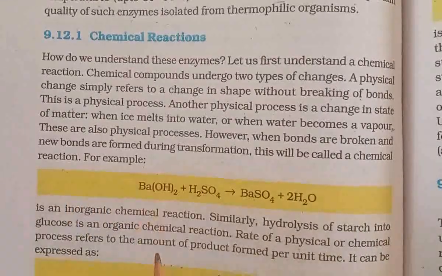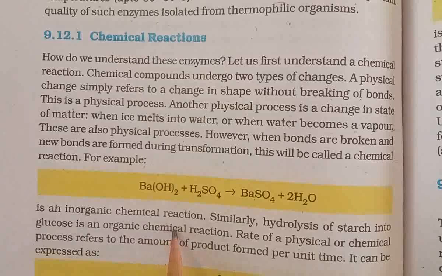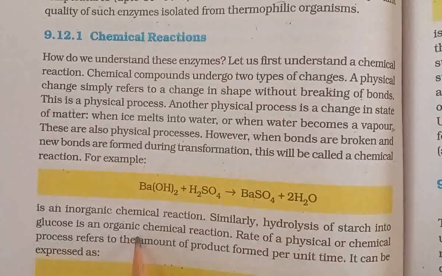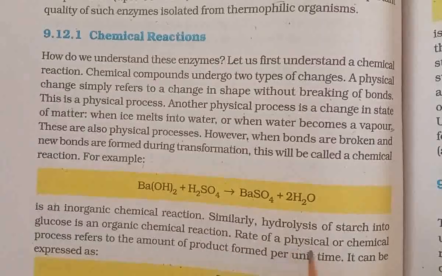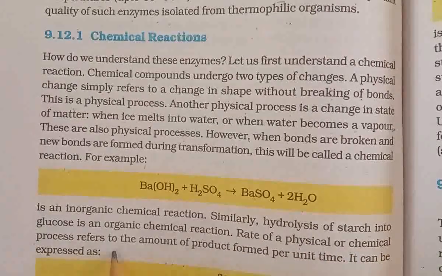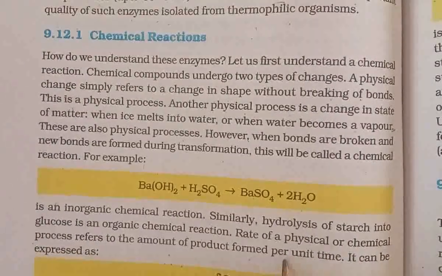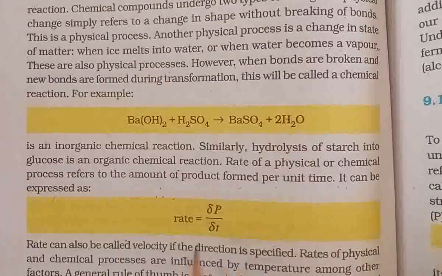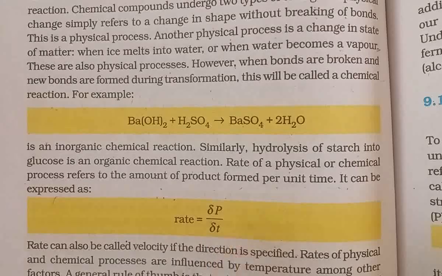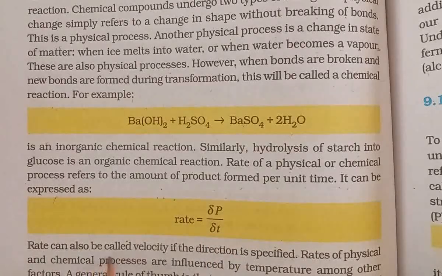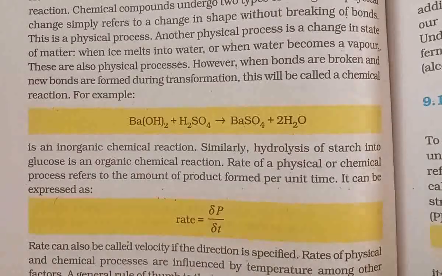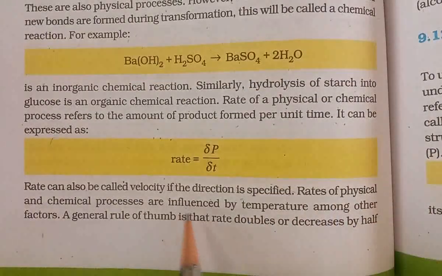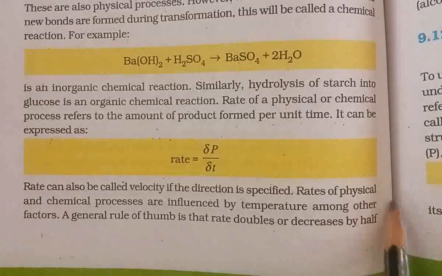For example, hydrolysis of starch into glucose is an organic chemical reaction. The rate of physical and chemical processes refers to the amount of product formed per unit time. It can be expressed as rate = delta P upon delta T. Rate can also be called velocity if the direction is specified. Rates of physical and chemical processes are influenced by temperature, among other factors.